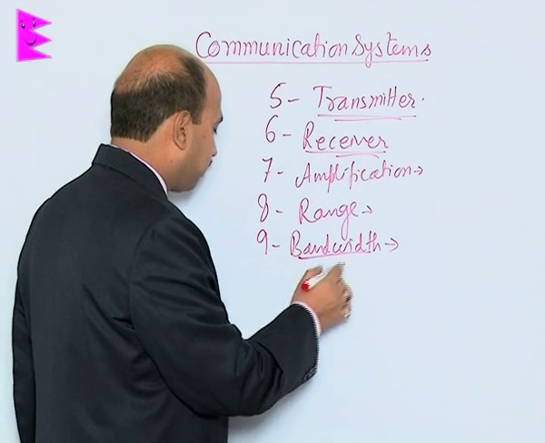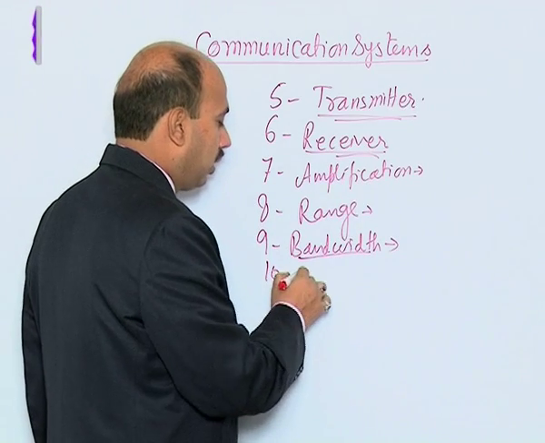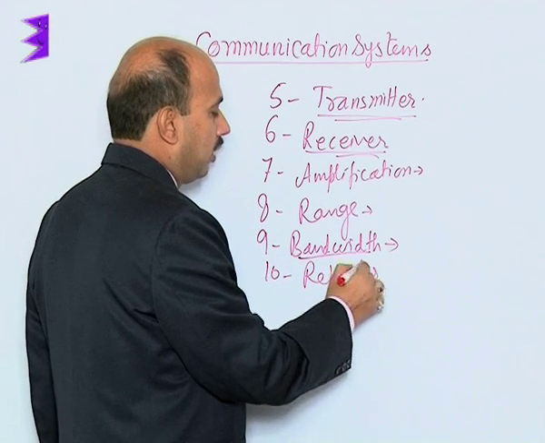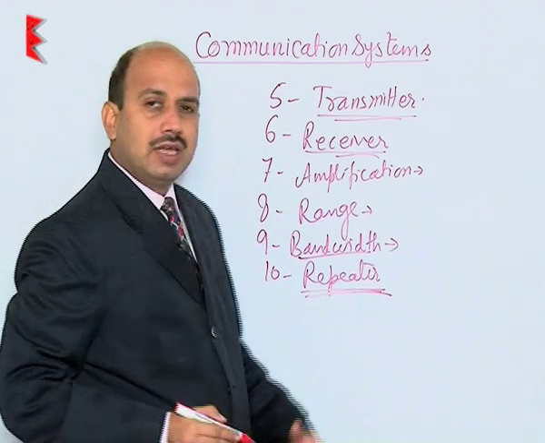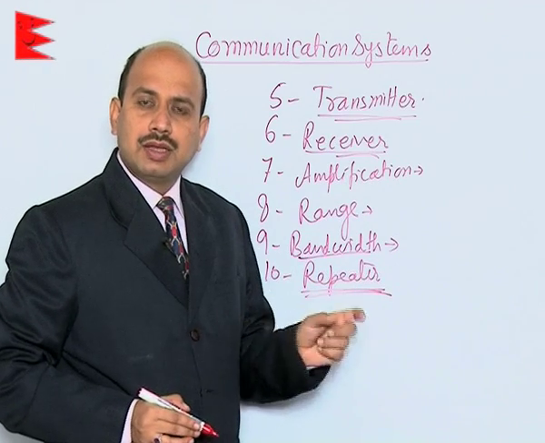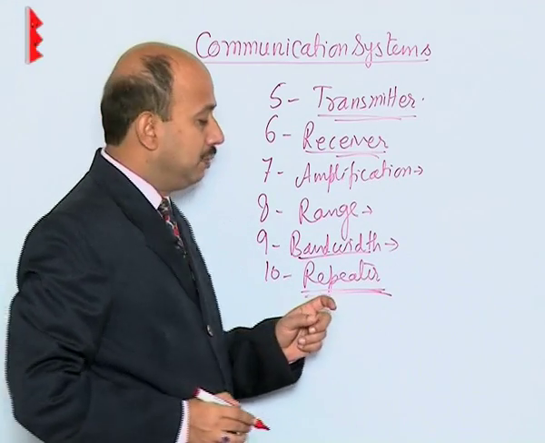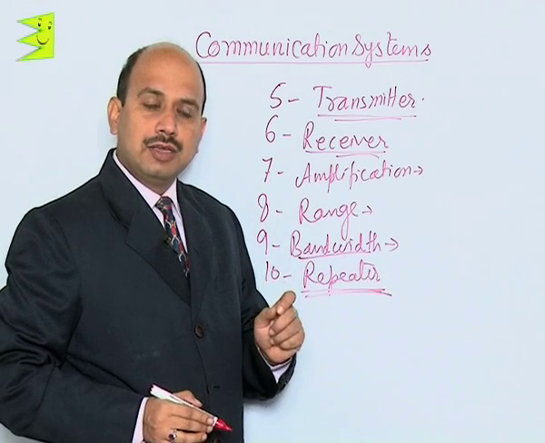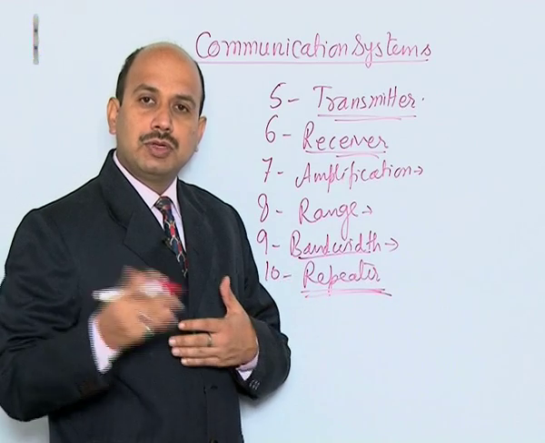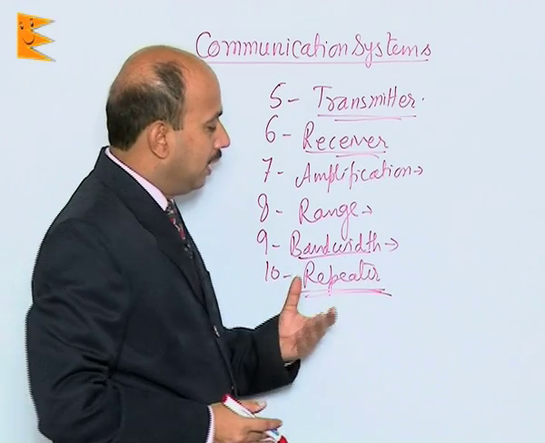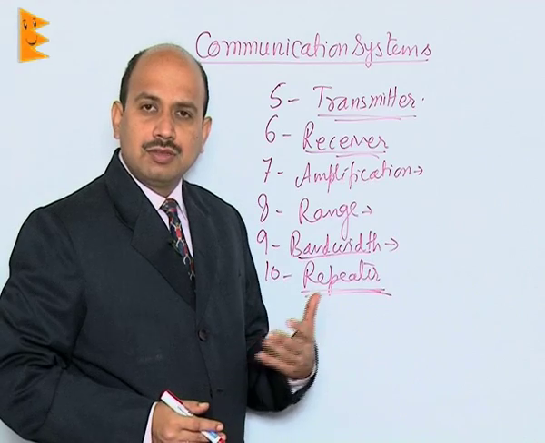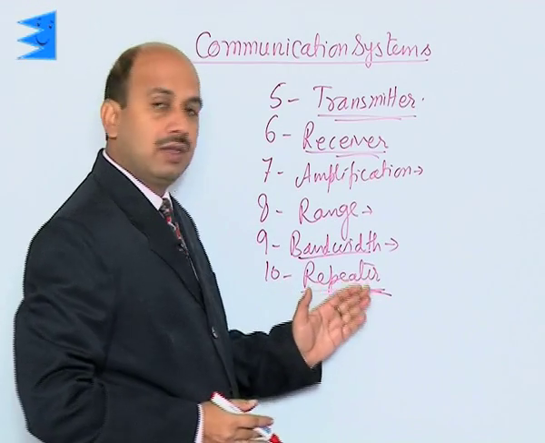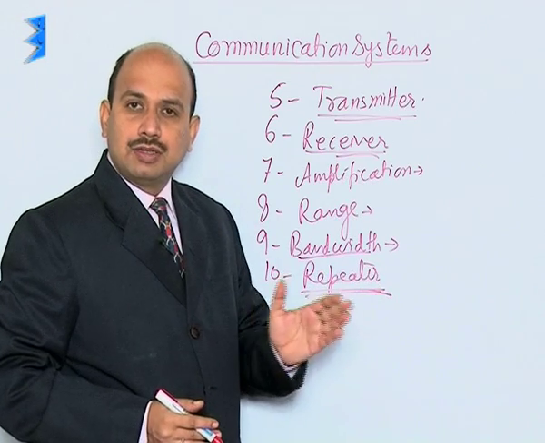After that, we can take the repeater. Repeaters are fitted in between the transmitter and receiver, and these repeaters are devices which receive the signals, and if attenuation takes place, they amplify them and retransmit them further. So, in a repeater, three things take place: it is receiving, amplifying and transmitting. Repeaters are fitted in between the transmitter and receivers.